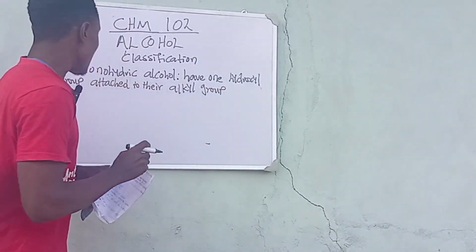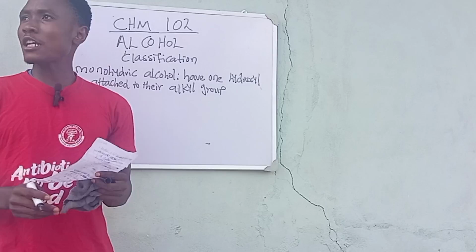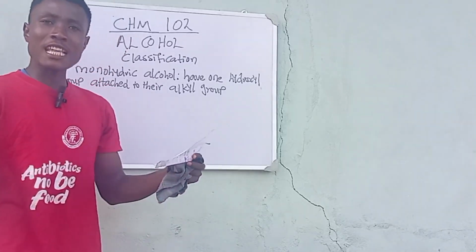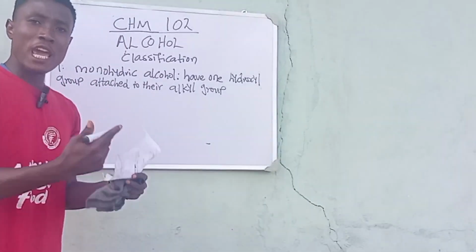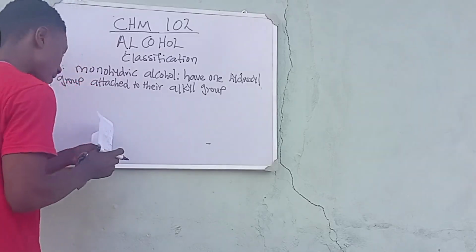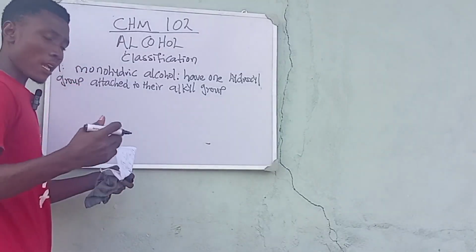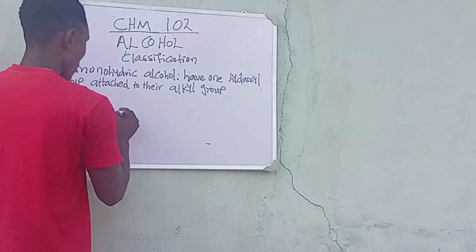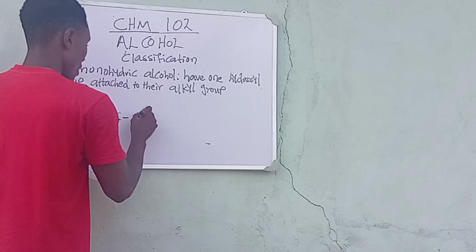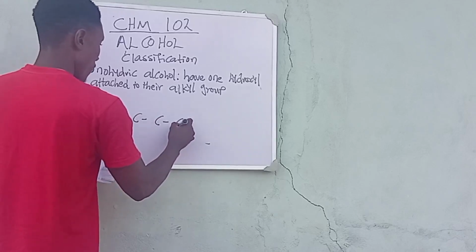So they have one hydroxy attached to their alkyl group. This is how it's going to look. Let me give you a compound, and from there we will be able to get the name. So let's say we have a 4 carbon atom. We have our 1, we have our 2, 3, and 4.